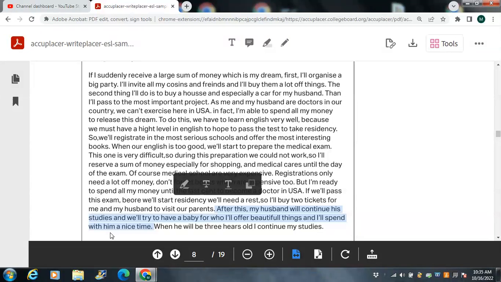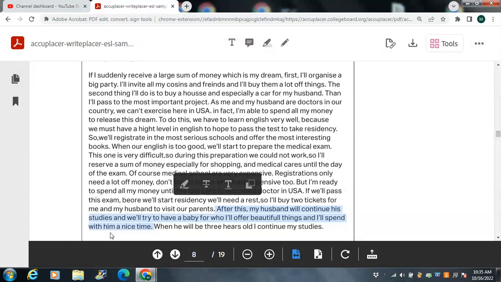My husband will continue his studies, one idea, and I'm trying to figure out why does she not continue her studies? But then they're going to try to have a baby. Then the baby's going to have beautiful things. And so that's the third idea. And then the fourth idea is I'll spend with him a nice time. So that's four different ideas trapped in one sentence.